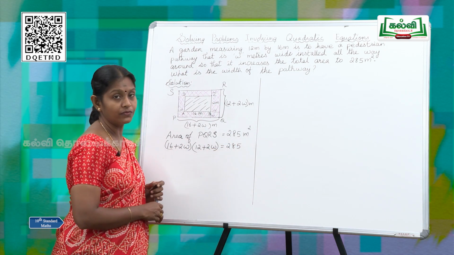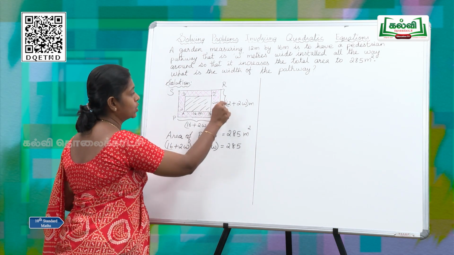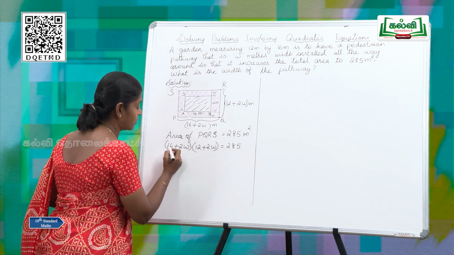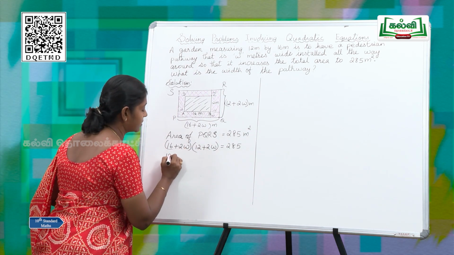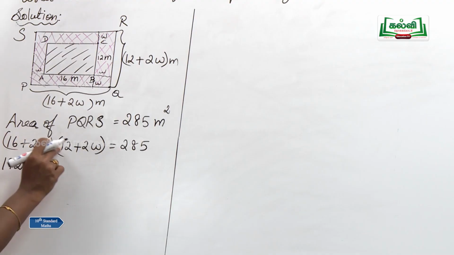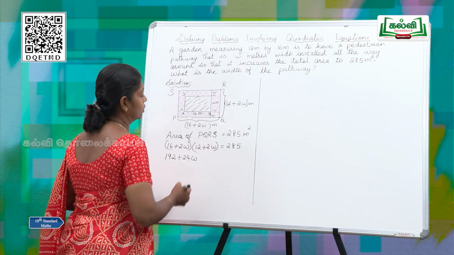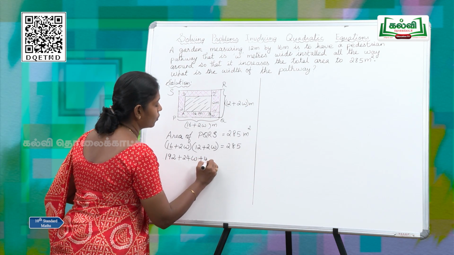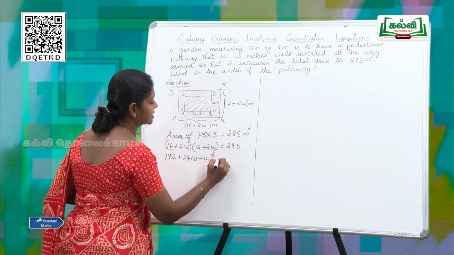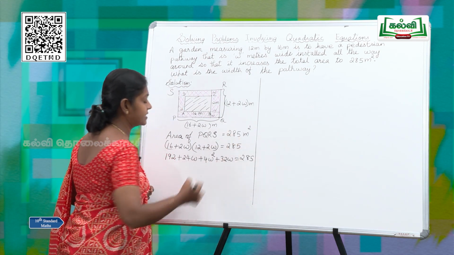We know the dimensions of the PQRS. So that is (16 + 2ω) into (12 + 2ω). When you multiply, you will be getting one quadratic equation. 16 into 12 is nothing but 192. 2ω into 12 is nothing but 24ω. And here two 2s are 4ω squared. Then 2 into 16 is nothing but 32ω, which is equal to 285.